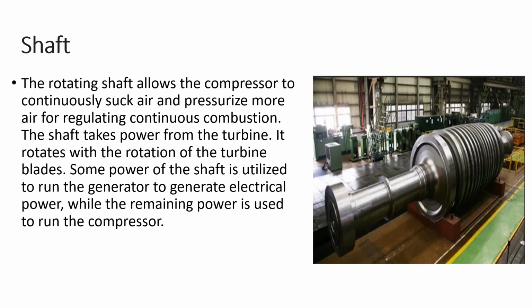The rotating shaft allows the compressor to continuously suck air and pressurize more air for regulating continuous combustion. The shaft takes power from the turbine. It rotates with the rotation of the turbine blades. Some power of the shaft is utilized to run the generator to generate electrical power, while the remaining power is used to run the compressor.